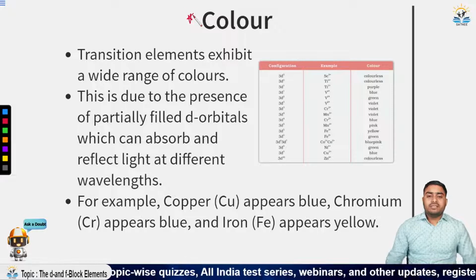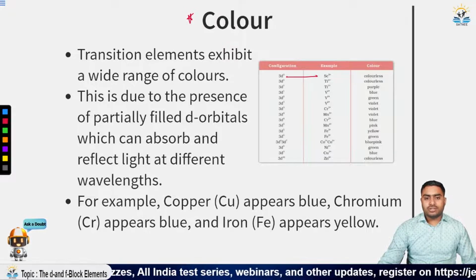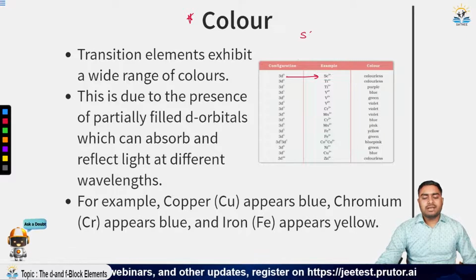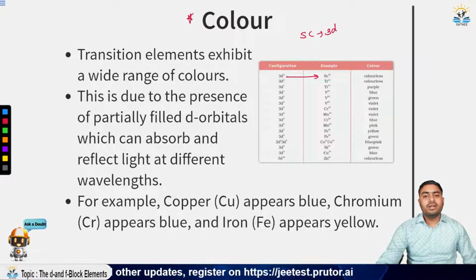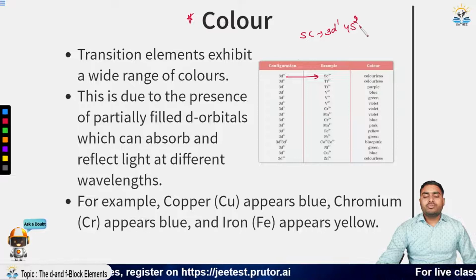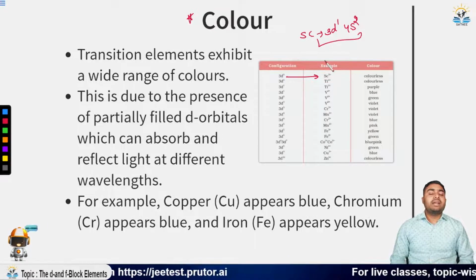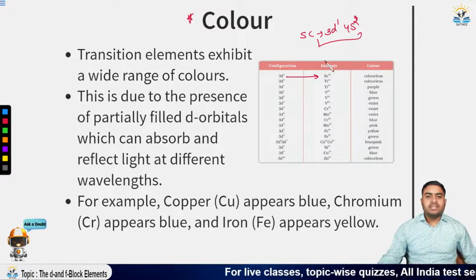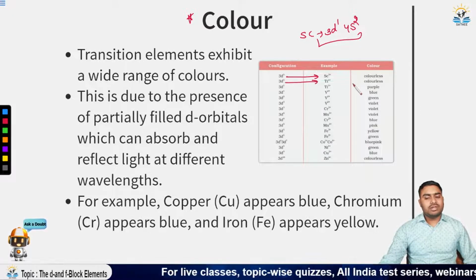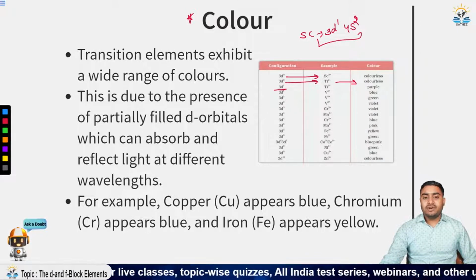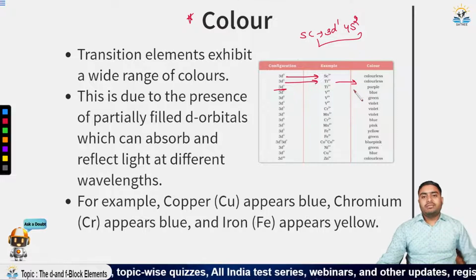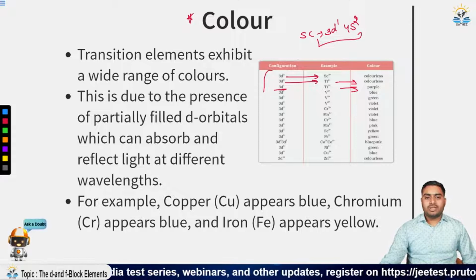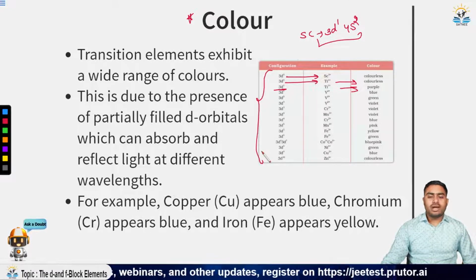You can see a wide range of colors, like configuration 3d0 in the case of Sc3+, that means after the loss of 3 electrons, because simple scandium has electronic configuration 3d1 4s2. After the removal of these 3 electrons, it becomes the scandium 3 positive ion, and it is colorless because it has no d electron. Similarly 3d0 Ti4+ is colorless, but 3d1, due to this one electron, will show the color purple. Similarly you can see other examples.